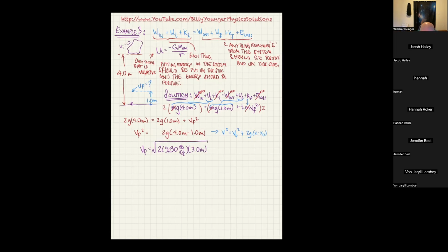So you see that I'm going to have meters squared per second squared under the square root. When I take the square root of that, that's going to give me meters per second. So I'll say 2 times 9.8 times 3. Now I'm going to take the square root of that. That's the square root of 58.8. So I get 7.67 meters per second as the final velocity here.